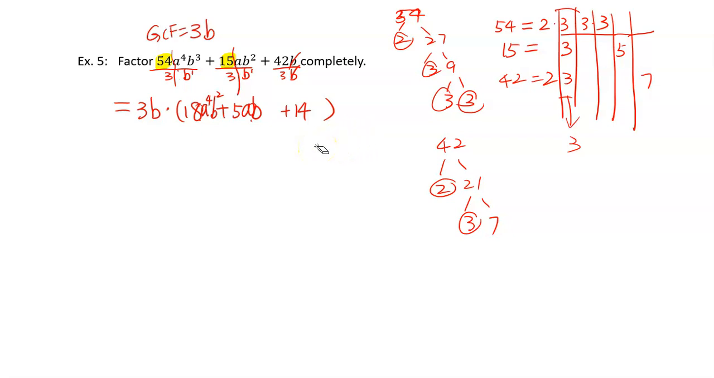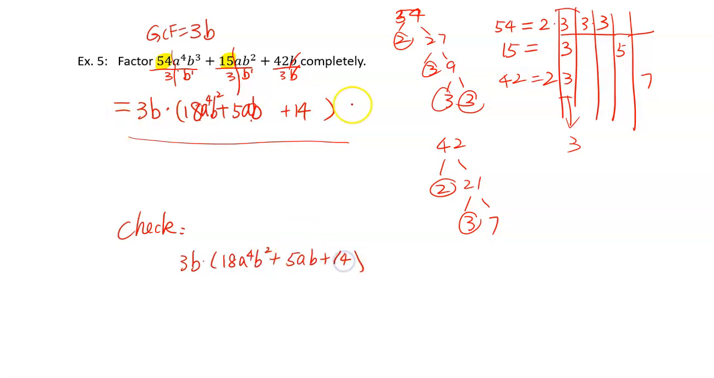And for the factoring questions, if you have time, you can always check your answer on your scratch paper. So how do you check your answer? You don't have to show me this, but you can do this on your scratch paper. Because we just reversed the multiplication to get this multiplication expression, if we multiply out this answer by distributing 3b, it should go back to the problem that's given.